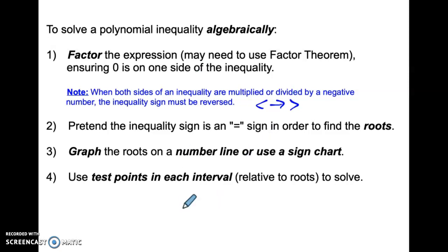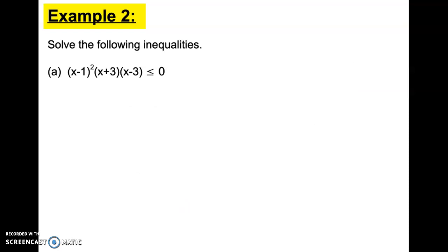So that's the steps that we're going to do, and it's going to make a little bit more sense once we do some examples. So here's our first example. They've already given it to us in factored form, and one side is already 0. So what we're going to start by doing is finding what would have been the roots. So in this case, the roots were 1, -3, and 3.